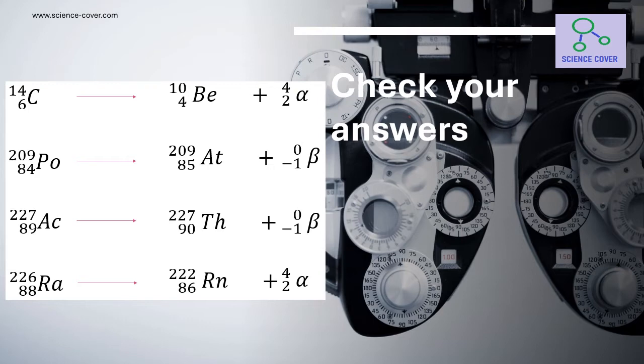And finally, we've got radium 226 and 88 as the atomic number, and that's going to decay to form radon, which has 222 as its mass number and 86 as its atomic number, and that will give off an alpha particle. So an alpha particle has a mass number of 4 and an atomic number of 2.